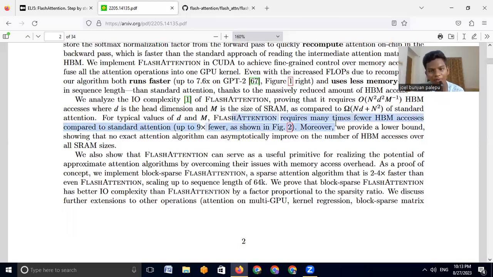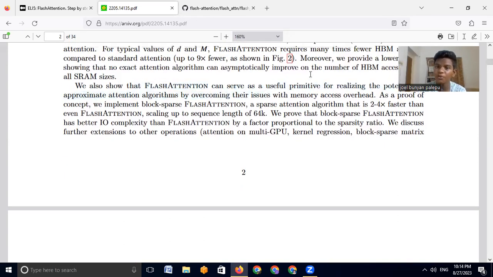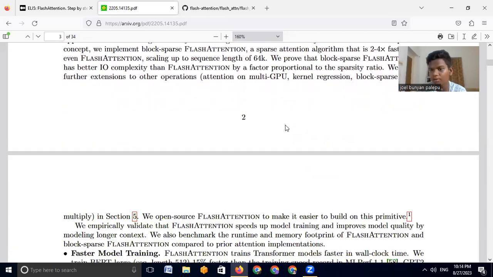Yeah, so again, flash attention requires many times fewer HBM accesses, showing that no exact attention algorithm can, okay. Yeah, so we'll just leave that. So we also show that flash attention can serve as a useful primitive for realizing the potential of approximate attention algorithms by overcoming their issues with memory access overhead.